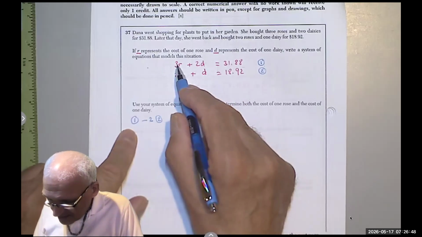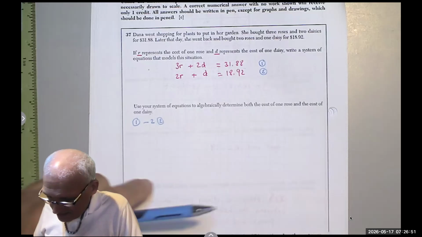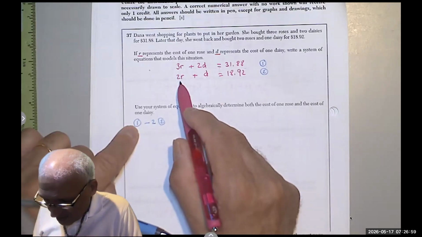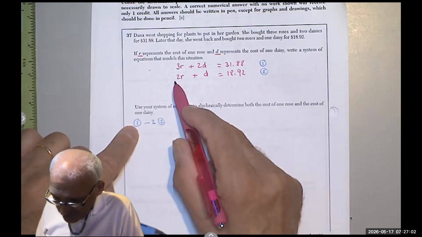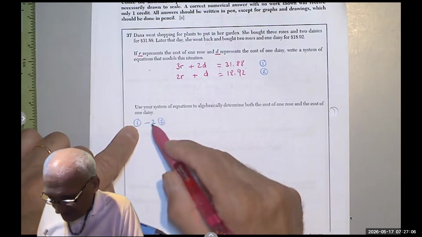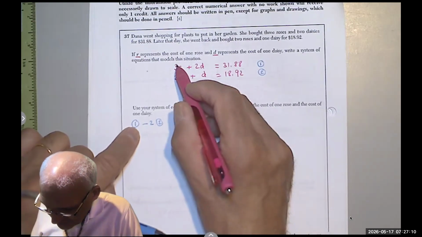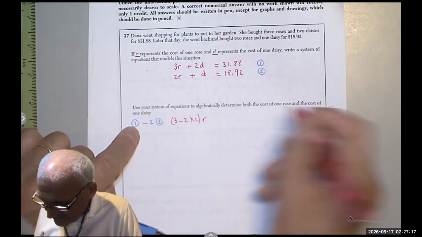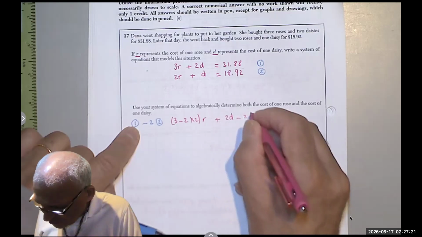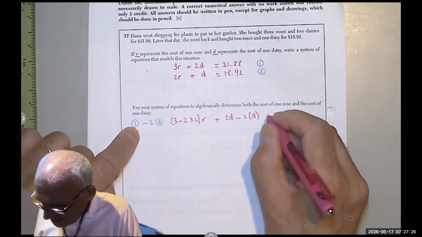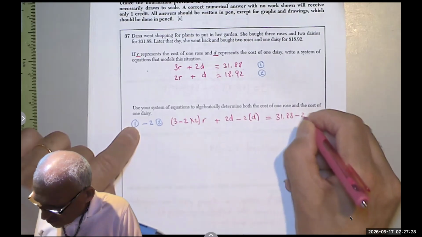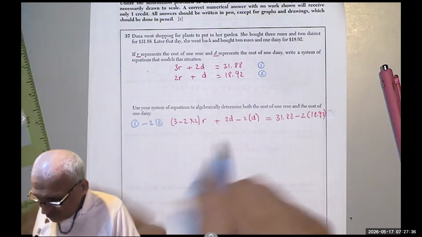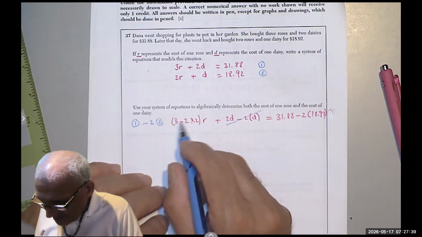So I will say 3R. So this equation would be 3R minus 4R, right? Because I'm multiplying the bottom by -2. 1 minus 2 times the second equation. So I can say 3 minus 2 times 2R plus 2D minus 2 times D equals 31.88 minus 2 times 18.92. Now, 2D minus 2D cancel, and you get 3 minus 4 is -1.